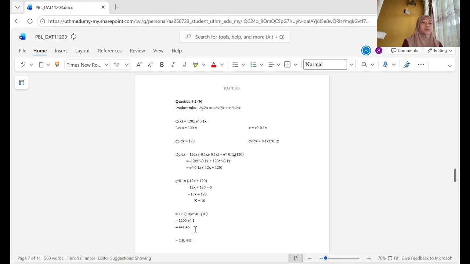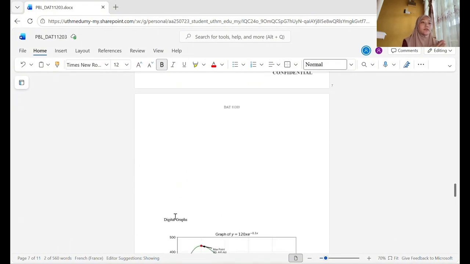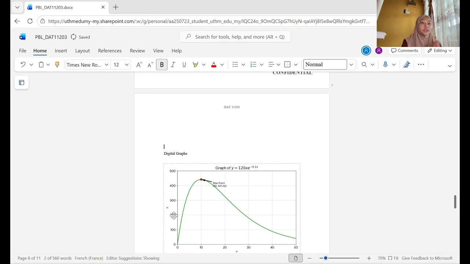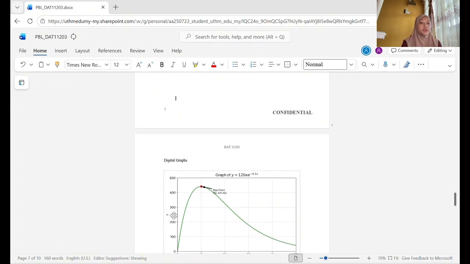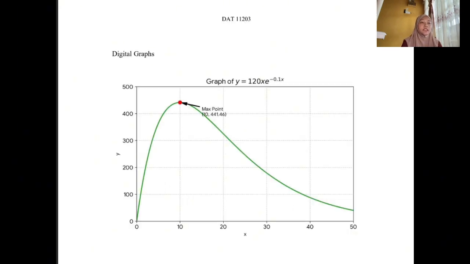Based on the graph that I've shown you, we can see that the heat transfer rate increases until x equals 10, then starts decreasing afterwards. Physically, this means that the optimal fin length is 10 centimeters because it gives the highest heat dissipation efficiency. If the fin becomes too long, the cooling efficiency decreases. So I think that's all from me. Thank you.